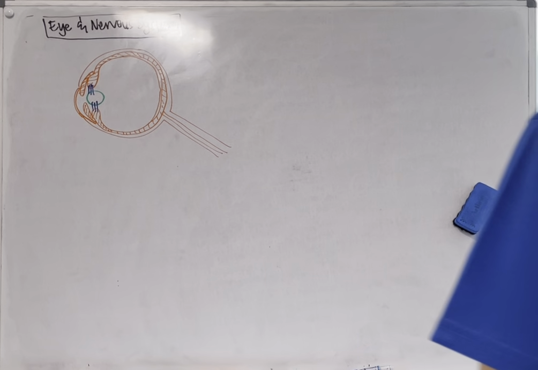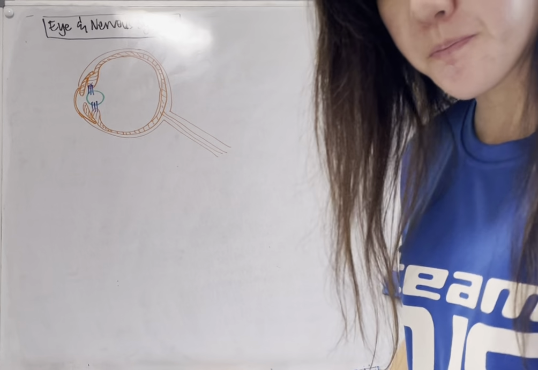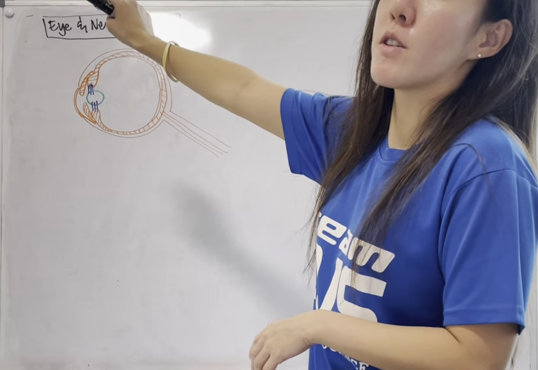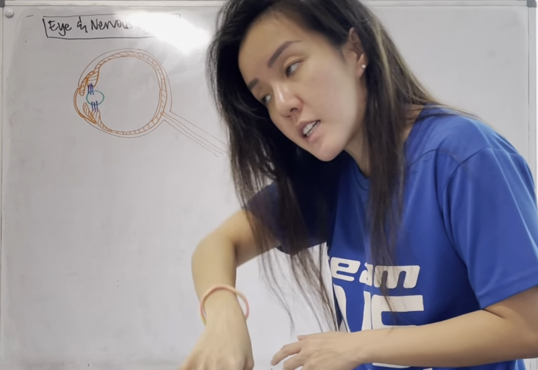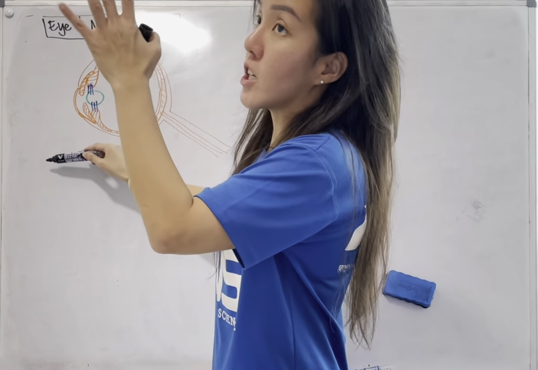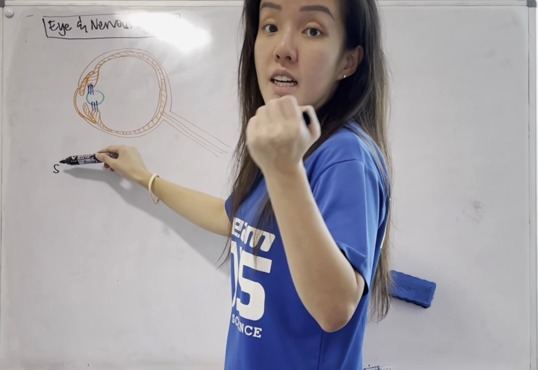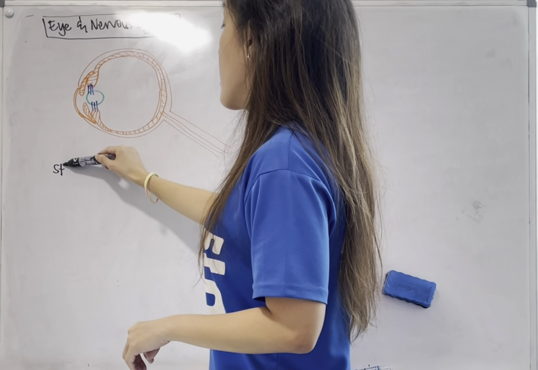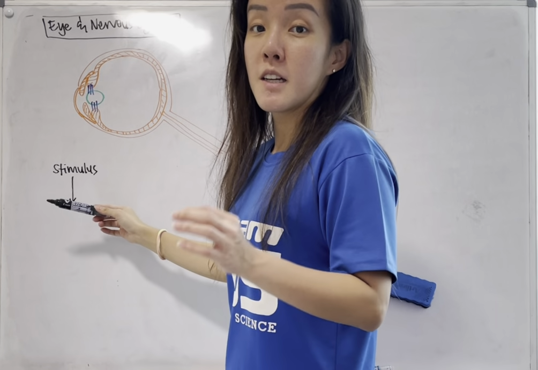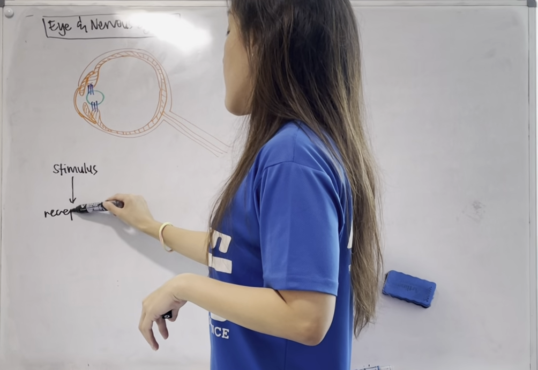Right, now I want to do a recap from what I was doing last week on the eye and the nervous system. Why we learn the eye is because the eye is one that involves reflex action that follows the nervous system pathway. Whenever there's any change in your external or internal factors, that is always called a stimulus. The stimulus is always detected by what? A receptor.